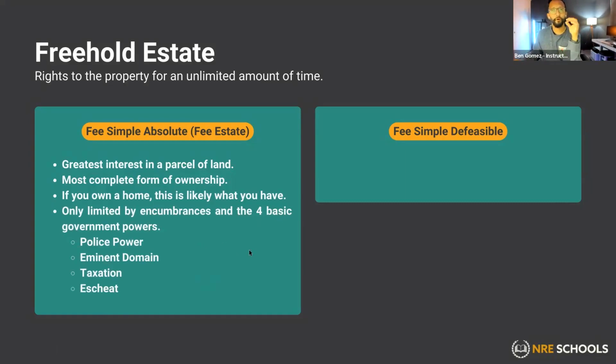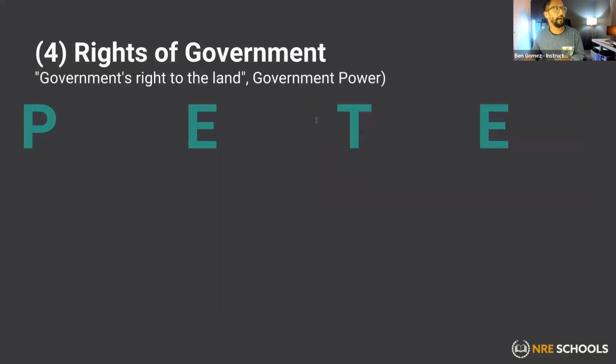Like you own your property and you have the right to possess it, sell it, control it, but the government still has some powers over your property. You can't just do anything you want on your plot of land. You can't break the law. You can't be like, oh, I'm going to murder you on my land because I own this property, so I can do whatever I want. You can't do that. There is still government rights to the property, and that's PETE. P-E-T-E. This is the acronym.